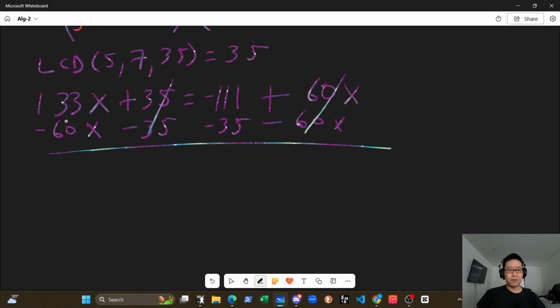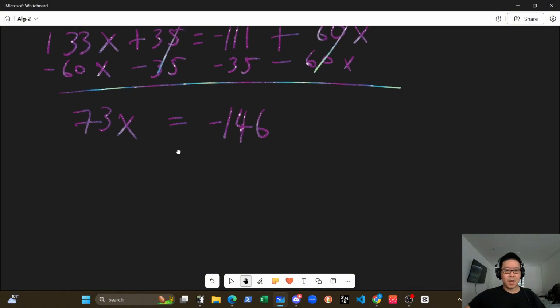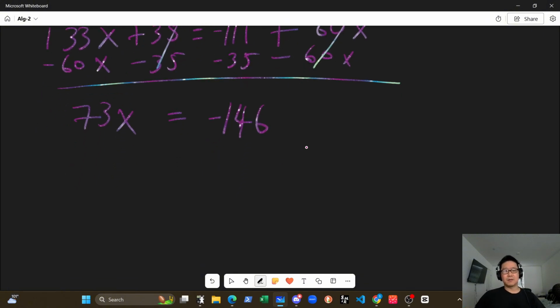Here we have 133 minus 60x, which is 73x, equals negative 111 and negative 35, which is going to be negative 146. And now all we have to do is isolate our variable by multiplying both sides by the reciprocal of 73, which is 1 over 73.